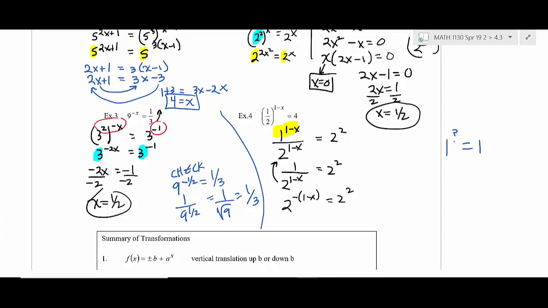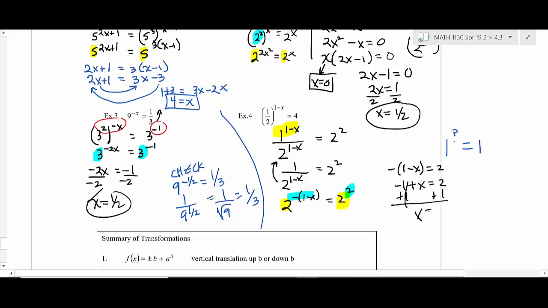Now you're ready to solve the problem. So we have manipulated it algebraically to make the bases the same. So therefore we just set the exponents equal to each other, and then we can solve that equation. So you'd have negative 1 minus x equals 2. That would be negative 1 plus x equals 2. And then you can just add 1 to both sides. So you get x equals 3. Okay, like that. All right? And then that's an easy one to check, either with or without your calculator. That's the idea.